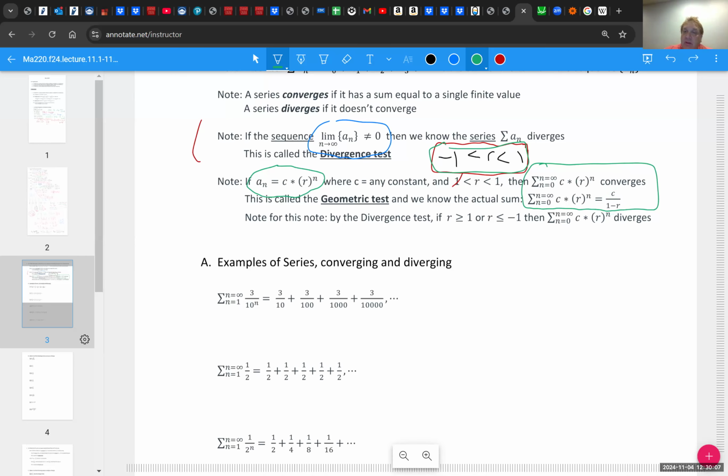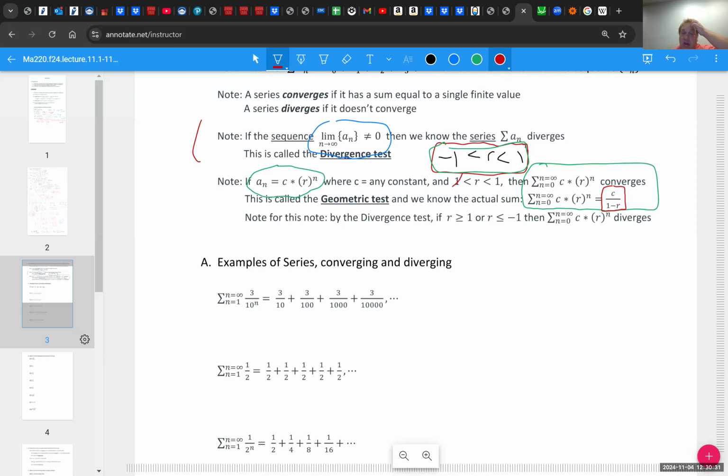Pretty neat. Not so hard to actually show, by the way, that it's equal to c over 1 minus r. I can show you the proof. It's also in the book. If you're curious, you can let me know, and I can run you through it. But that is the sum of a geometric series of numbers. And the fact that it converges as long as r is between -1 and +1 is called the geometric test.